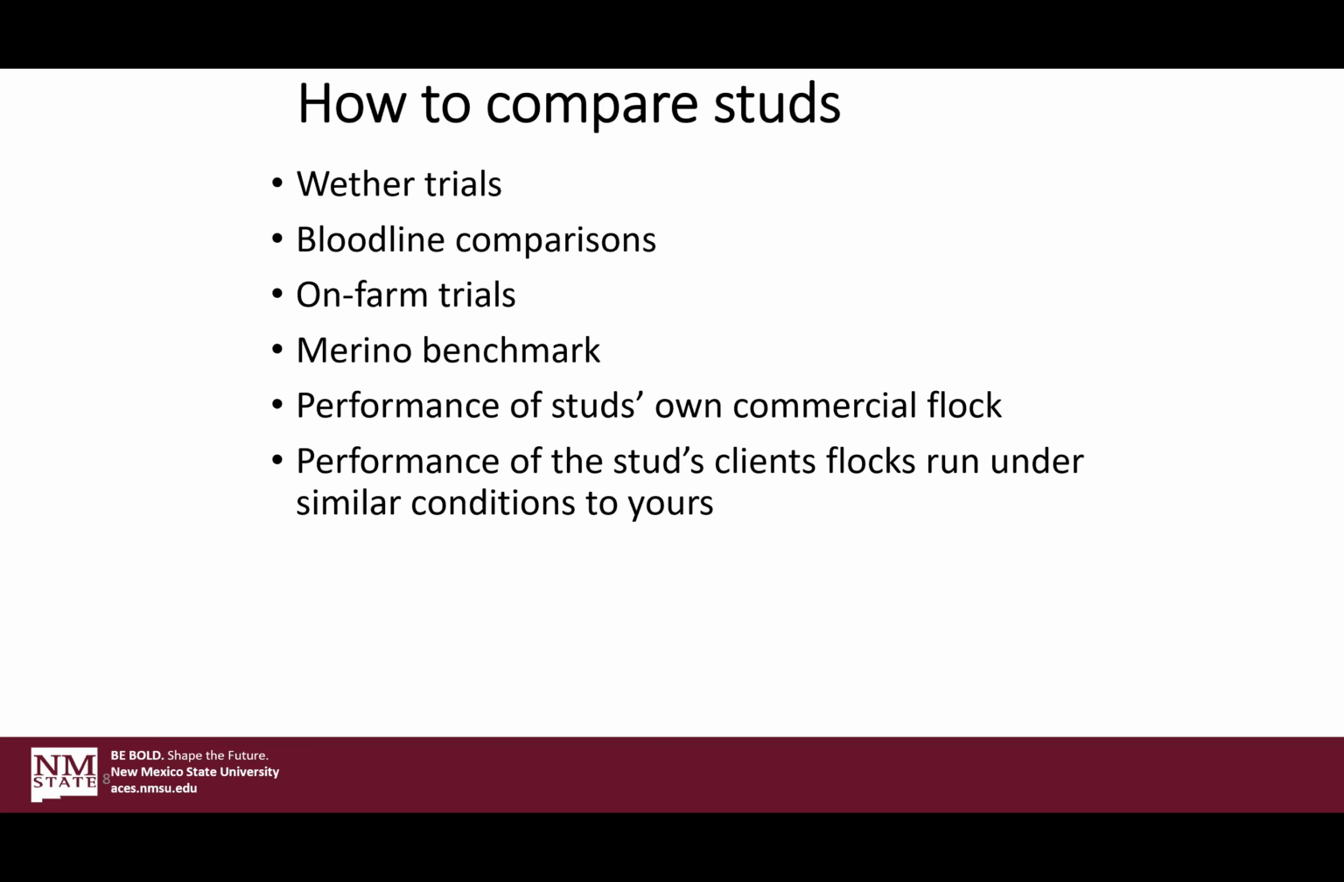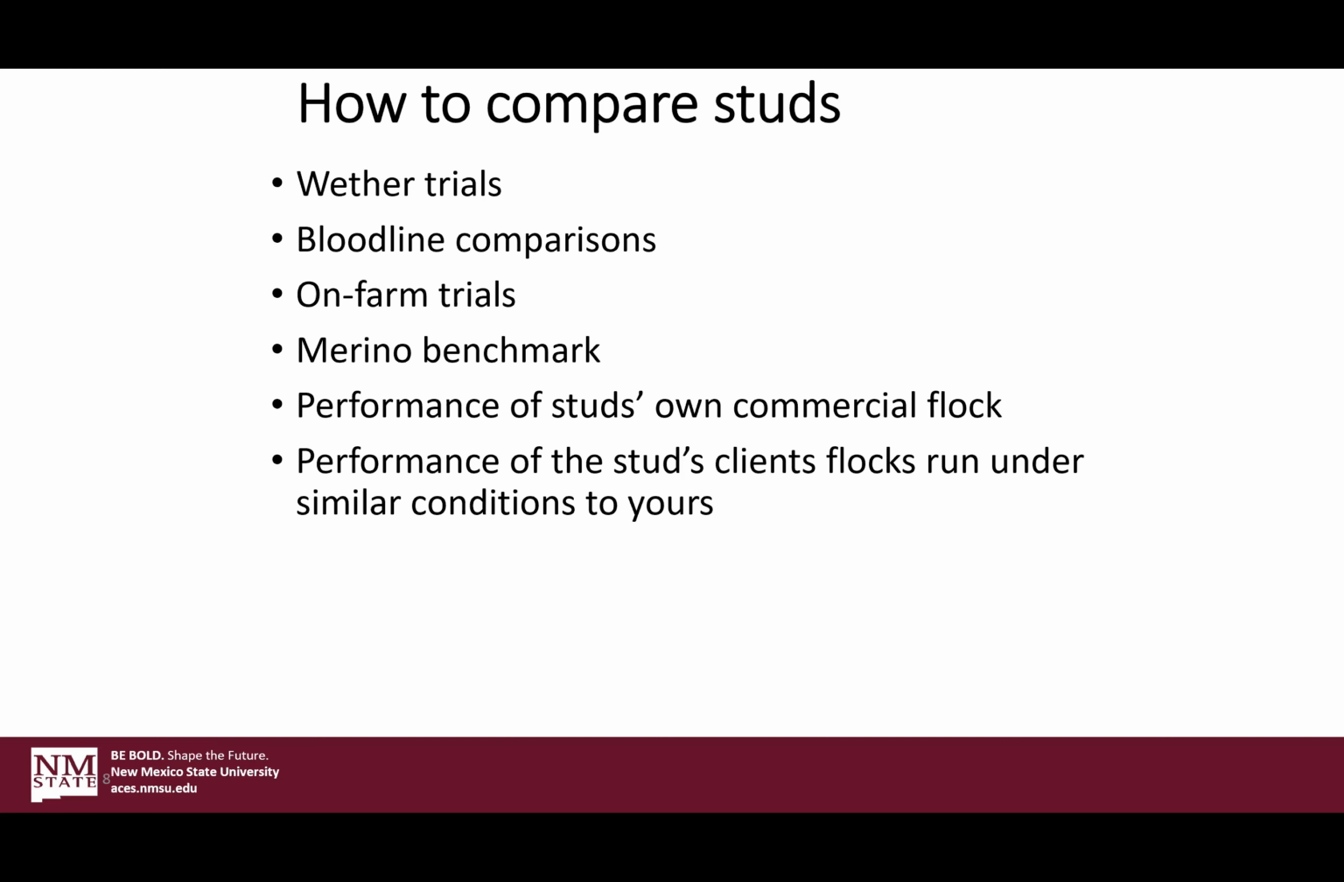The Merino Benchmark, that goes back to fleece standards that you can also utilize as information. And then like I said, if the breeders of these rams are willing to give you their own record information, meaning average birth weights of the lambs, survival rates of lambs, weaning weights, that kind of thing, wool quality data, that can all help you make those decisions.